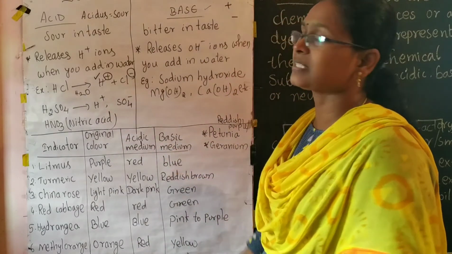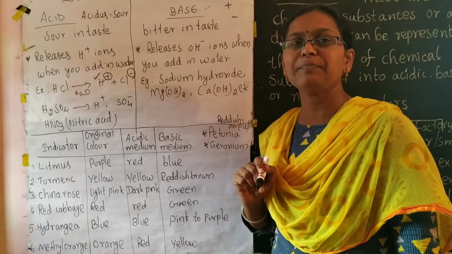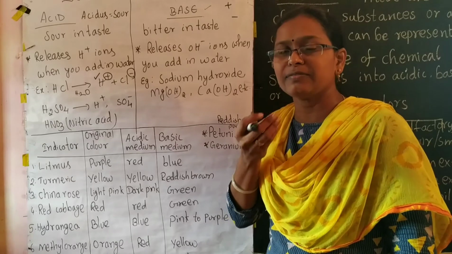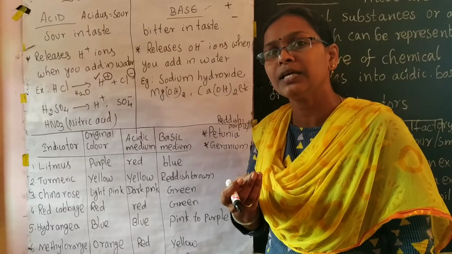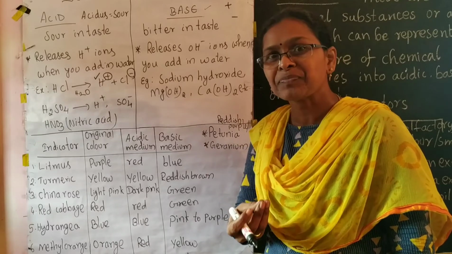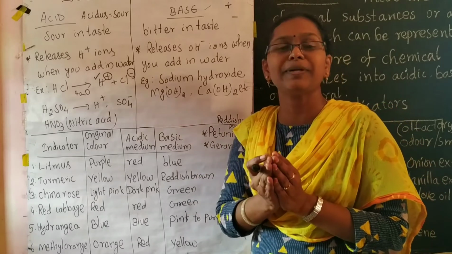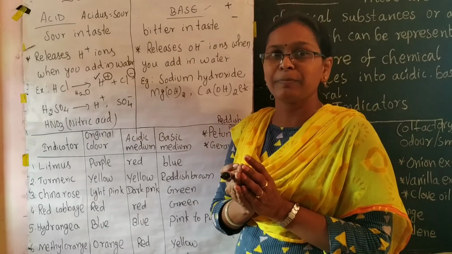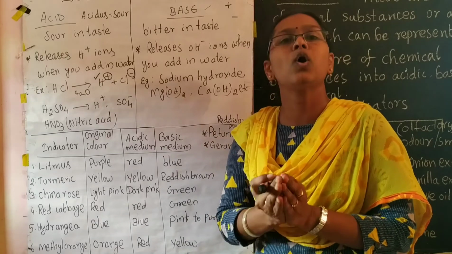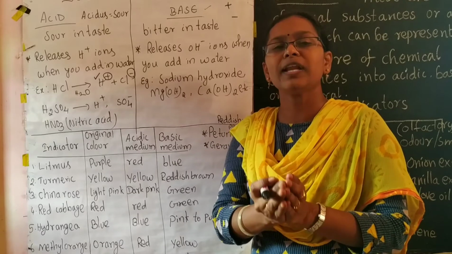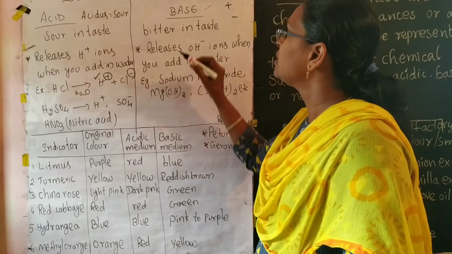Now the next one is called base. Bases are bitter in taste. For example, when you are bathing and soap goes inside your mouth without your knowing, you feel it is bitter in taste, right? Not only soap, there are many things, even bitter gourd. Maybe you don't like to eat bitter gourd, but it is actually very good. The basic substances present in bitter gourd are called quinines. Those are also edible. So bases are bitter in taste.